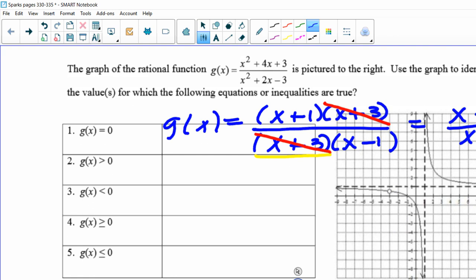So I had a hole at x equals -3. Talk about this vertical asymptote. Where does it come from? Whatever gets to 0 is whatever you have left in the denominator. After I factor and divide out any common factors, it's whatever makes the remaining denominator equal 0. So x equals 1 is where your vertical asymptote is. Again, we will address this in much more depth later.